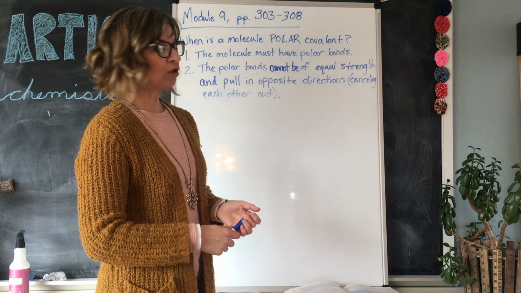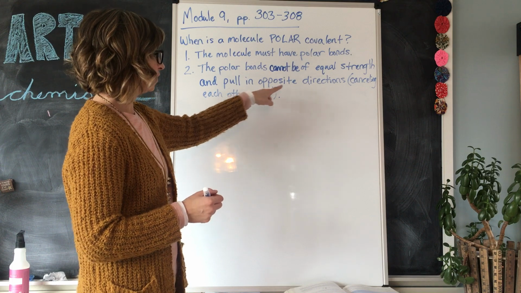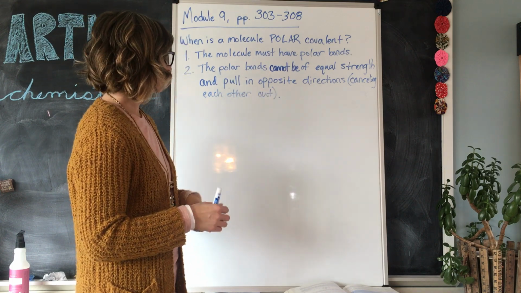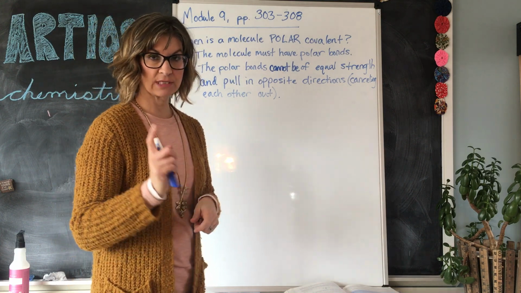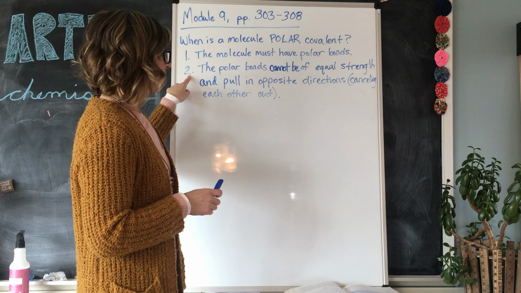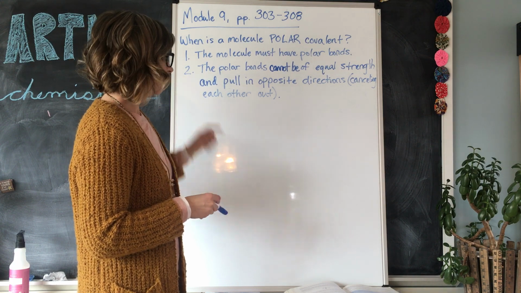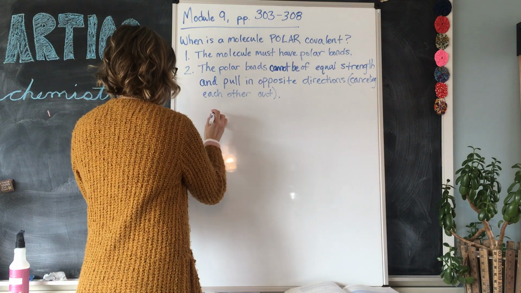Secondly, the polar bonds cannot be of equal strength and pull in opposite directions. This would essentially cancel the two out, canceling each other out. We'll see what I mean when we get into the geometries. Okay? The polar bonds cannot be of equal strength and pull in opposite directions. Let's take an example here real quick.